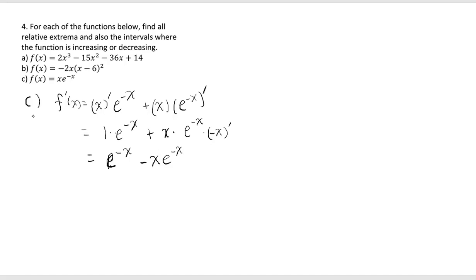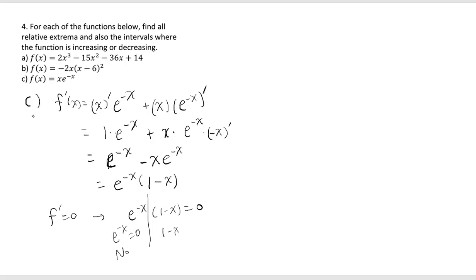a common factor e to the negative x. So if I factor out the e to the negative x, you end up with (1 minus x) e to the negative x. Okay, now exponential functions can never be 0. So if you want to solve f prime equal to 0, which says e to the negative x times (1 minus x) has to equal 0, then e to the negative x equal to 0 never happens. No solution. And when you set 1 minus x equal to 0, you end up with x equal to 1, and x equal to 1 is therefore the only critical number.